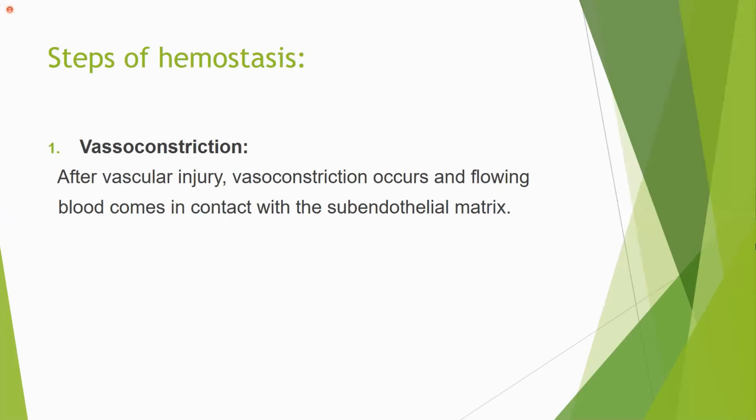Now, as soon as there is an injury or damage to the vascular wall, what happens? First step is the vasoconstriction. The vasoconstriction occurs and the flowing blood comes in contact with the subendothelial matrix. So, first step is the vasoconstriction.